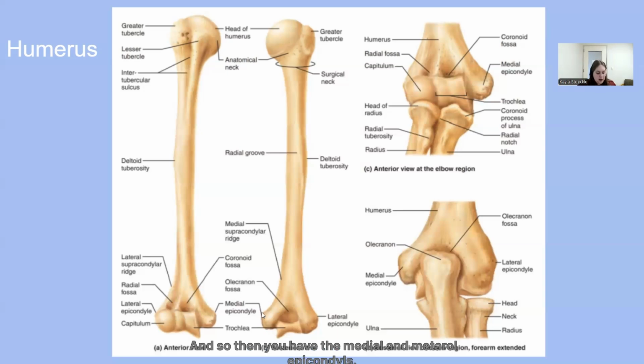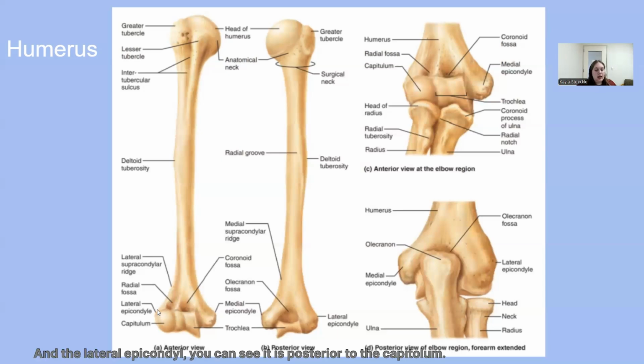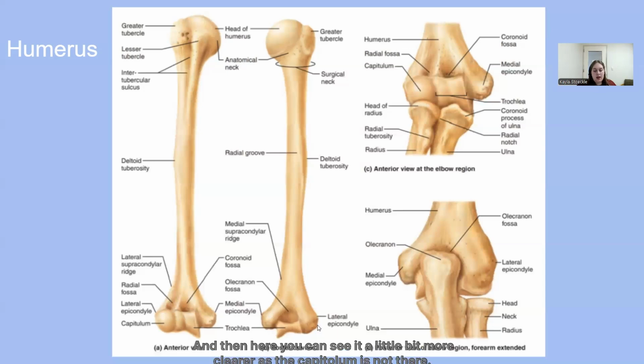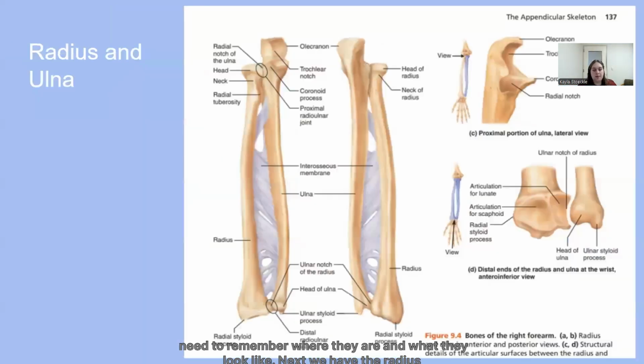And so then you have the medial and lateral epicondyles, and the lateral epicondyle you can see is posterior to the capitulum. And then here you can see it a little bit more clearly as the capitulum is not there. And then you have the medial epicondyle, which is a very similar structure, but a little bit smaller, and it's on the medial side of the humerus. There's no specific function of the lateral and medial epicondyles, so you just need to remember where they are and what they look like. Next, we have the radius and the ulna.